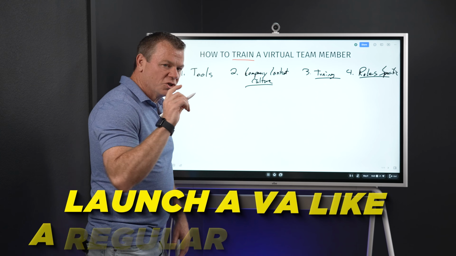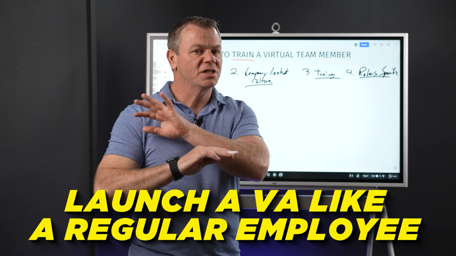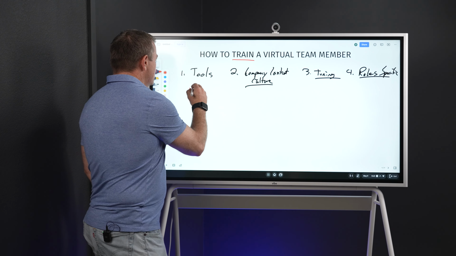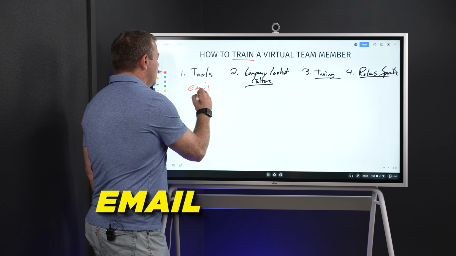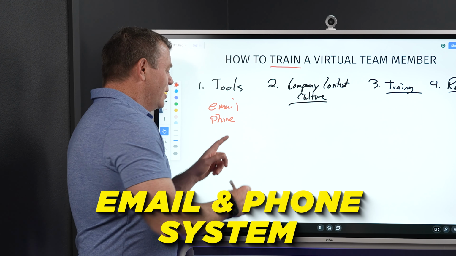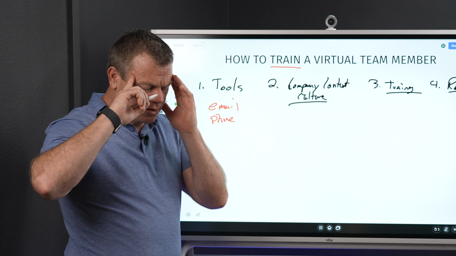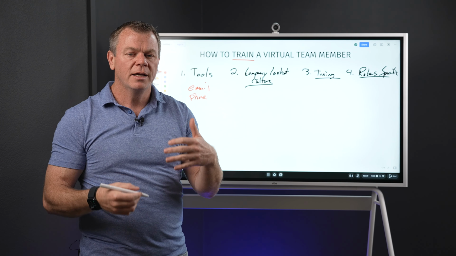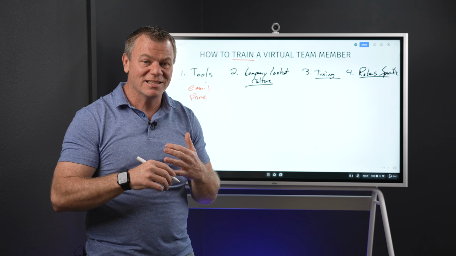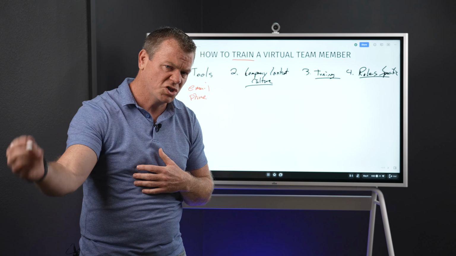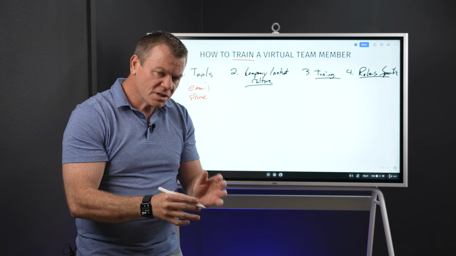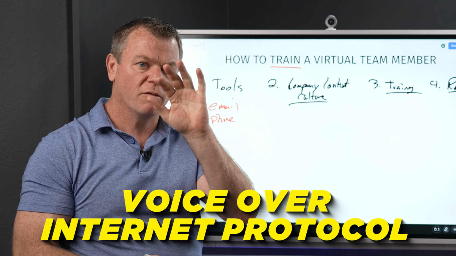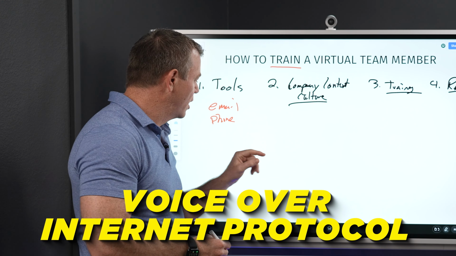Number 1, I want you to launch a virtual team member just like you would any other employee inside your business. So what that means is give them an email, give them a phone system. It's the funny thing about the phone, you really want to have a company phone line. So when they're calling, it says I'm calling from my outdesk and not some third-party burner phone or some cheap Gmail thing. Launch them with your VoIP phone system. VoIP, Voice over Internet Protocol, very important that it has your company name on it.